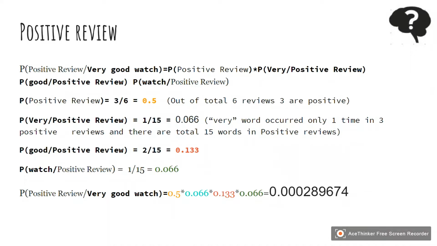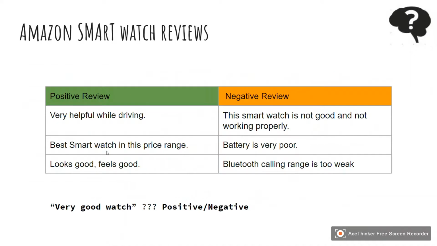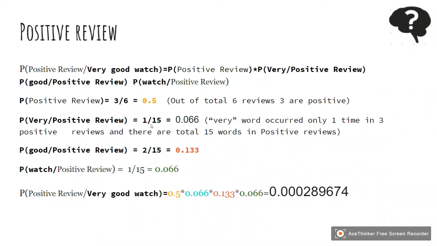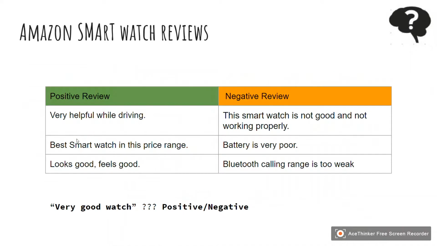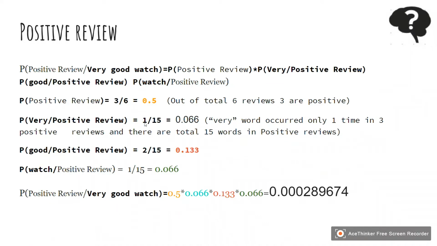Now what is the probability of seeing "very" given it's a positive review? We have to calculate how many times we see the word "very" in the positive reviews. It only occurs once, in the first review. So it's 1 by the number of words in the positive reviews. If you count, there are a total of 15 words. Out of 15 words I see "very" only one time, so it's 1 by 15, which is 0.066.